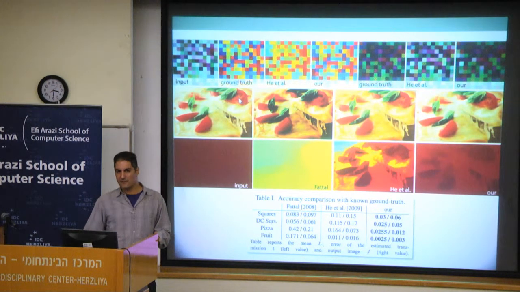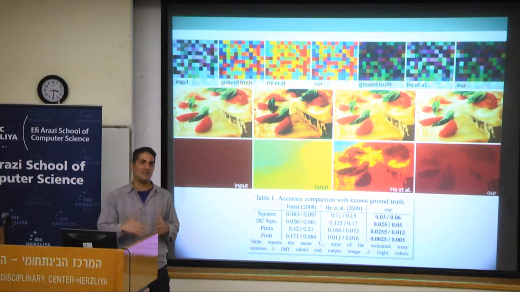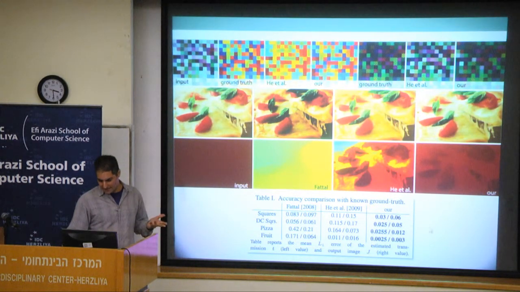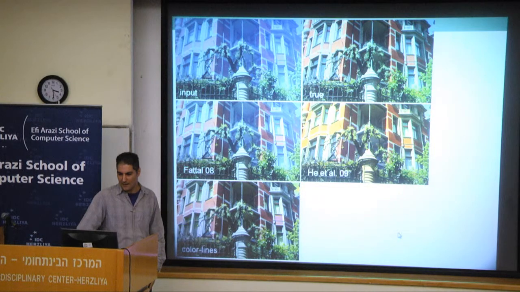Another nice test that I tried here is to take an image which does not contain any haze and make sure that the method actually does not do anything to that image, which is not a trivial thing. So in this image, the pizza and the fruit image, we get a higher accuracy.